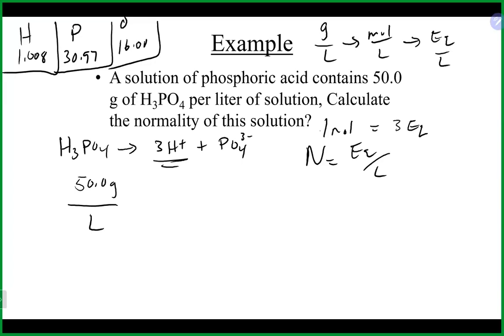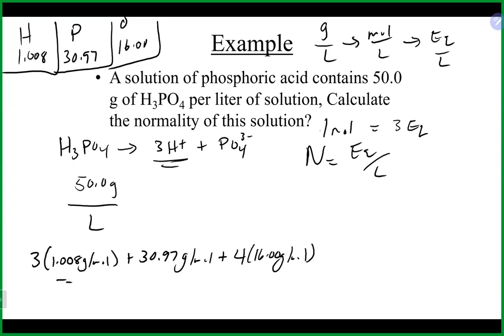So the first thing we probably want to do is figure out the molar mass so that we can get to really the molarity of the solution. So once again, to get the molar mass, we'll take 3 times 1.008 for our hydrogen, plus our 30.97 for our phosphorus, plus 4 times 16 for our oxygen. That's going to give us a molar mass here of about 97.99 grams per mole. We'll use that as a conversion factor here. We actually want the grams on the bottom so that they cancel.